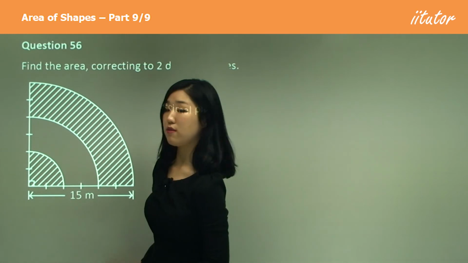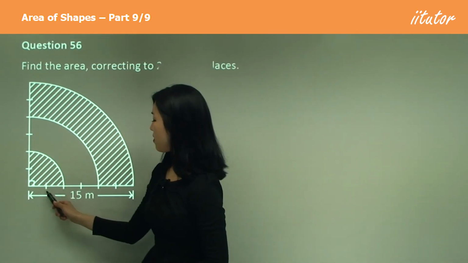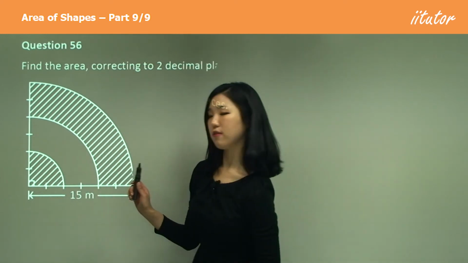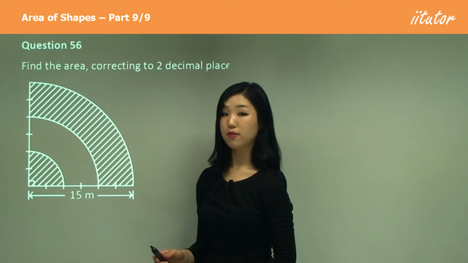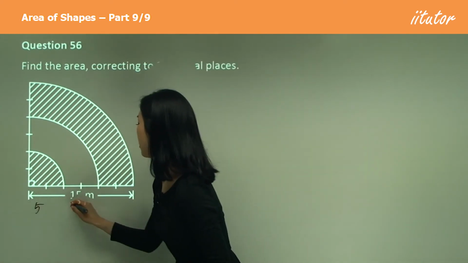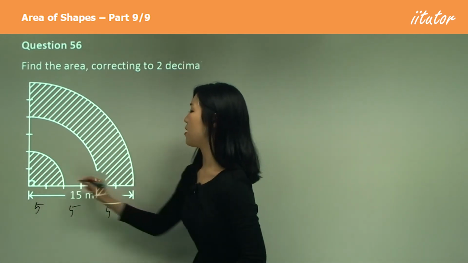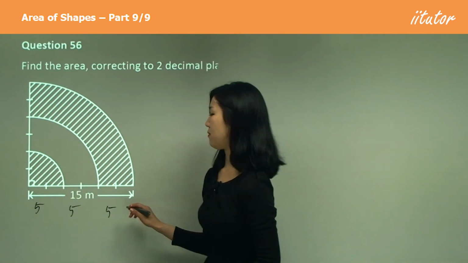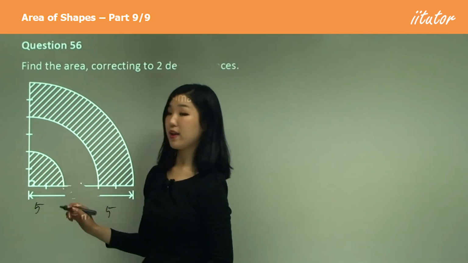First of all, we need to know the individual radiuses. See how this is 15? And they give you that this is equal to this is equal to this. Each of them, what's 15 divided by 3? It's 5. So each of them represent 5 meters. So the radius of the big circle there is going to be 15. The radius of the medium-sized one is 10, and the small one is 5.